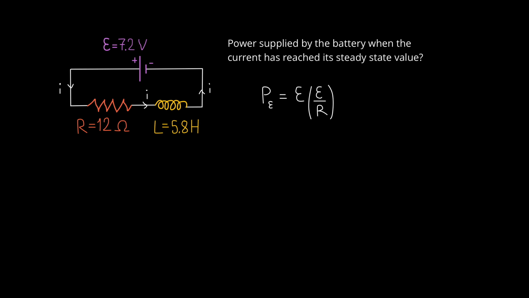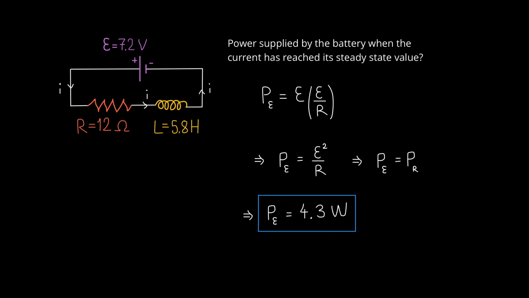What is the power supplied by the battery when the current has reached its steady state value? Again, the formula is the same for power. The voltage across the battery times the current at that moment. Voltage across the battery is the EMF, and the current is equal to EMF divided by R. When we simplify, we get the same expression as before, EMF squared divided by R. So the power supplied by the battery is equal to the power dissipated by the resistor, which is 4.3 watts.